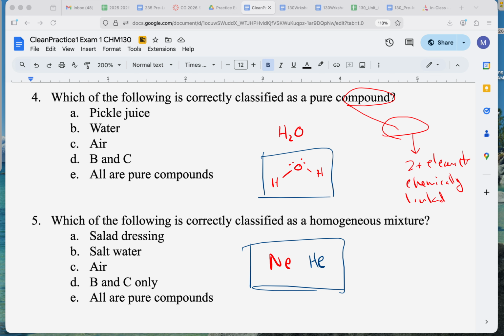What is different about my water box versus my helium neon box? The number, well, there's different numbers of particles, but I could go through and just add another helium. That's going to get me the same number of particles. Okay. You're saying structure, but I don't know what structure means. It's the lines. What do those lines represent? A chemical bond that connects those atoms. If I go through and look at the neon and helium, I'm not showing a line. Why not? Because they aren't chemically linked.